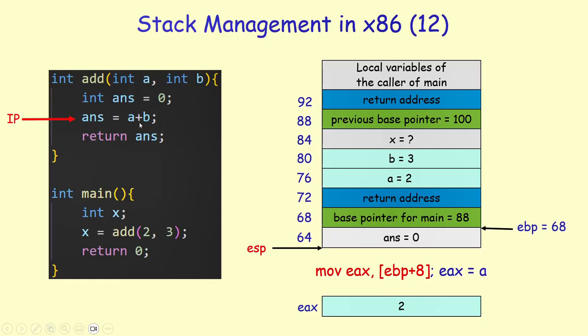Next, I need to get the value of B, the second parameter, and then add it to the value of A, which is now stored in EAX. I do that using the add instruction, so add into EAX the value stored in this memory location, which is EBP plus 12. So EBP is 68. If you add 12 to it, you get 80, which is the address of B. As you can see, the parameters now are addressed using EBP. Local variables are also addressed with respect to EBP.